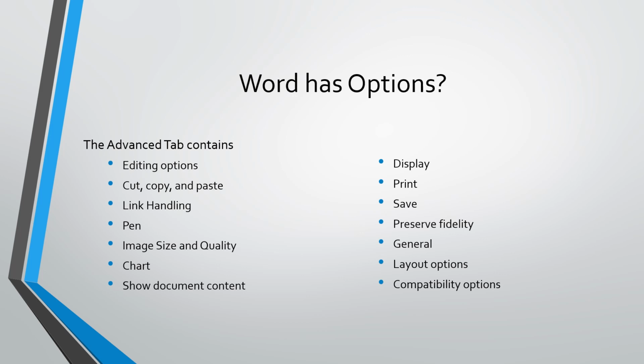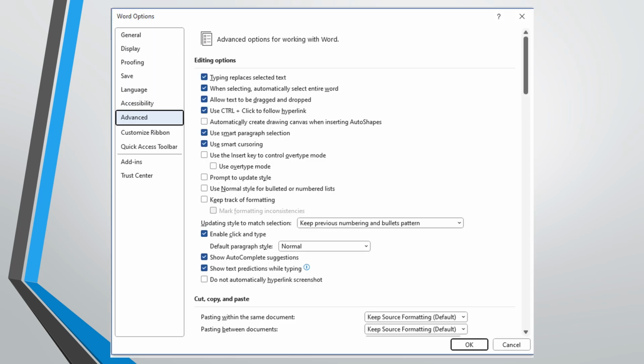The Advanced tab contains editing options, cut, copy, and paste, link handling, pen settings, image size and quality, charts, show document content, display, print, save, preserve fidelity, general, layout options, and compatibility options. There's a lot included in this Options tab. Much of it includes formatting defaults concerning bullets, text, prediction, how hyperlinks are handled, style defaults, drag and drop moves, and a whole lot more.